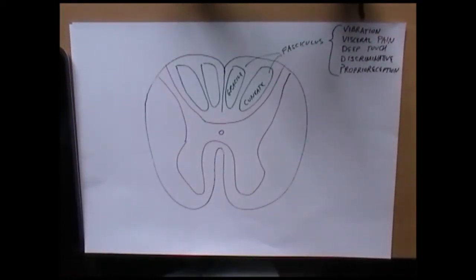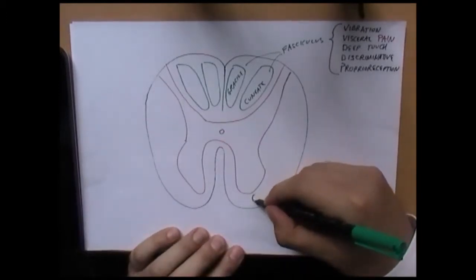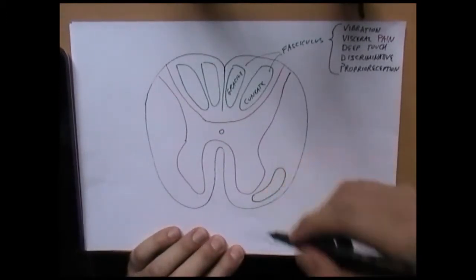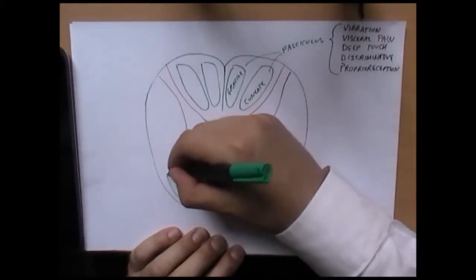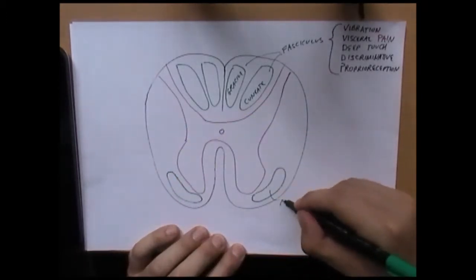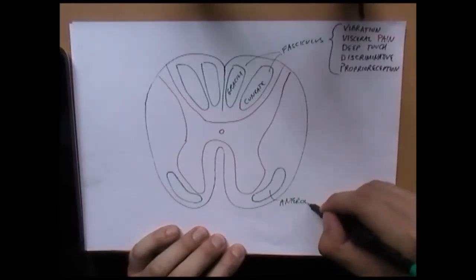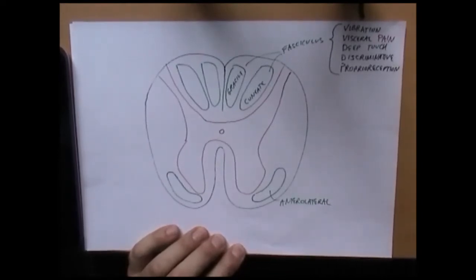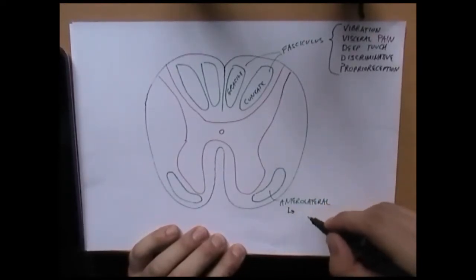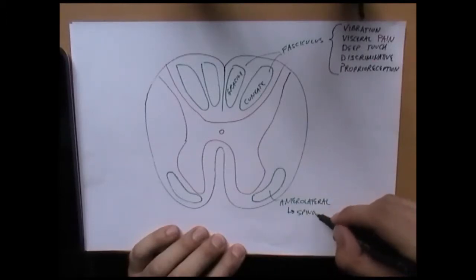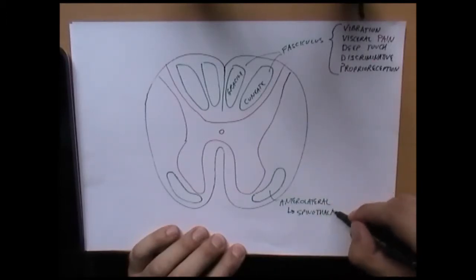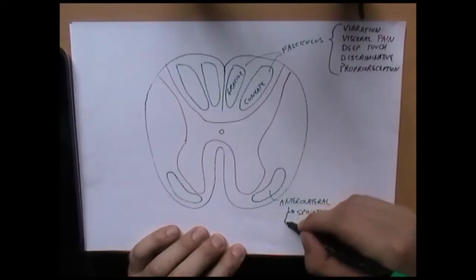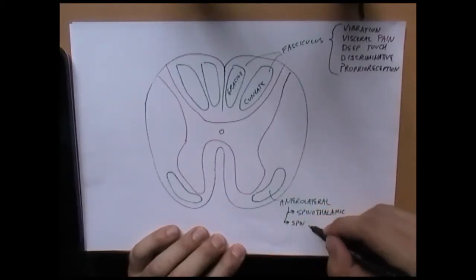Next up, let's discuss the anterolateral system. In other words, it's kind of anterior, but it's also kind of lateral, so it's the anterolateral system. And within the anterolateral system, there are two types of ascending tracts. First of all, spinothalamic, and also spinoreticular.